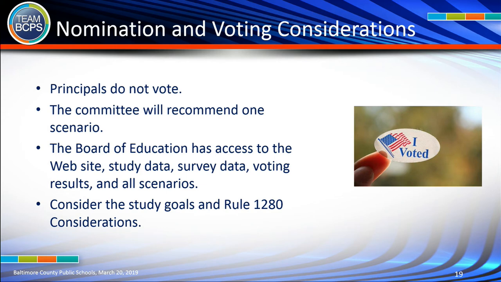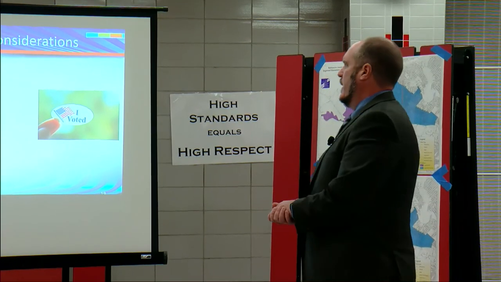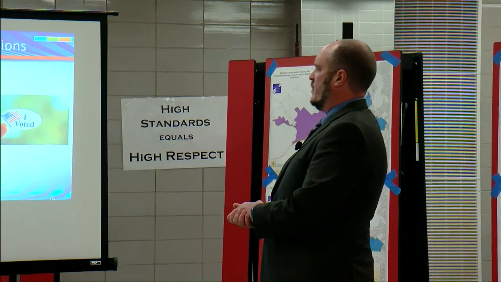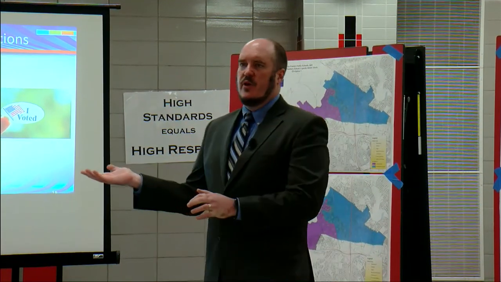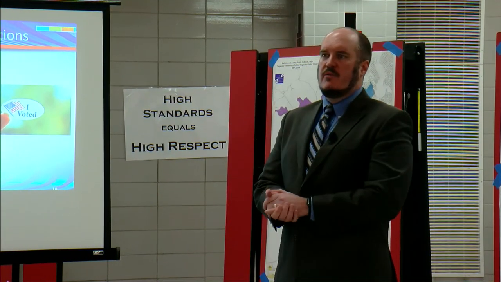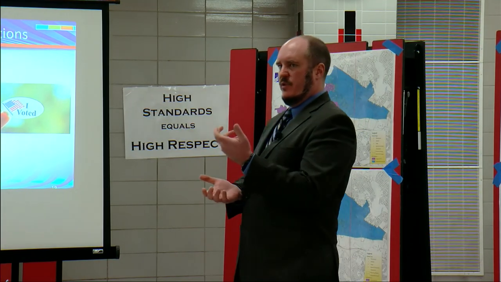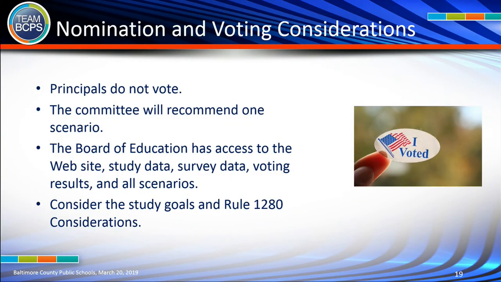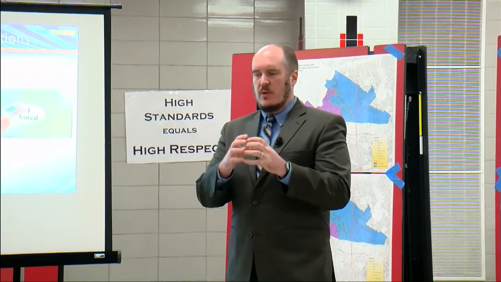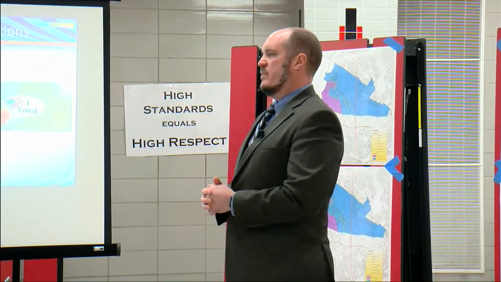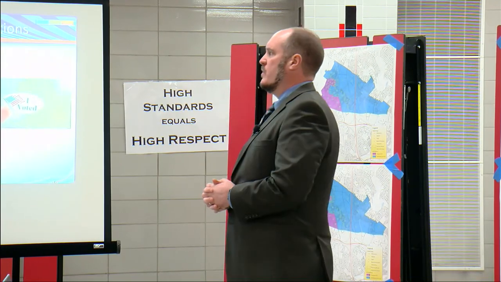So now we're going to go into some voting procedures so that we can finalize the recommendation. A couple of rules for the voting is that principals are not allowed to vote. I think the voting members have been given the ActiVote clicker. The expectation is the committee is going to vote on one scenario as a result of this process. So one recommendation, one plan is expected to move forward to the school board.